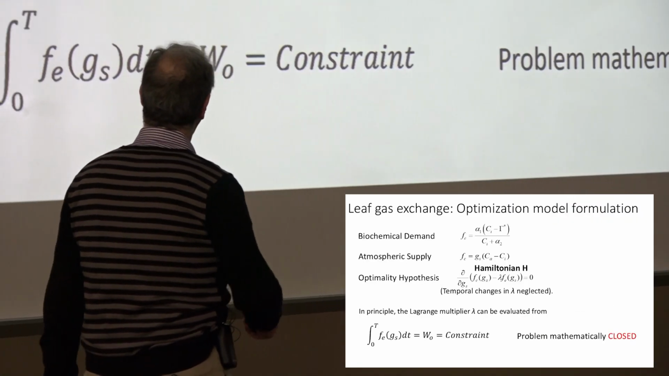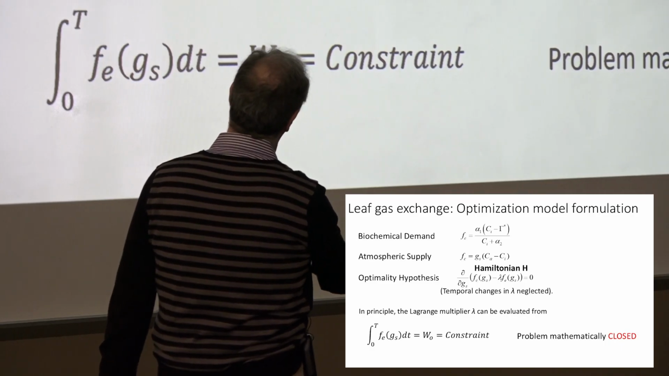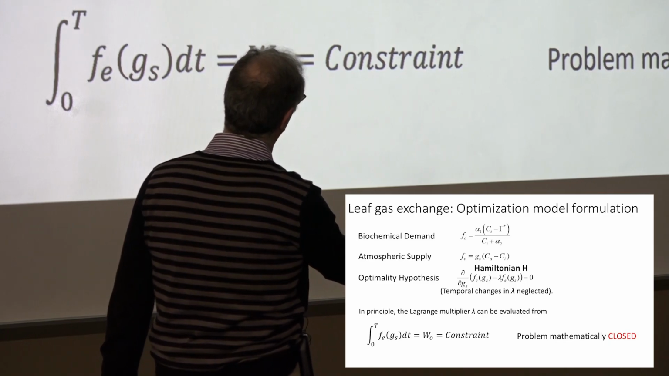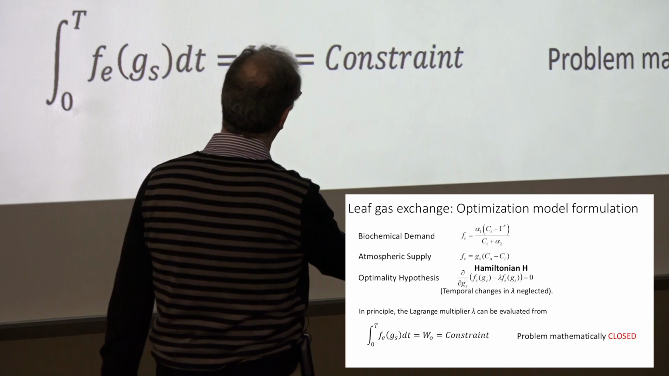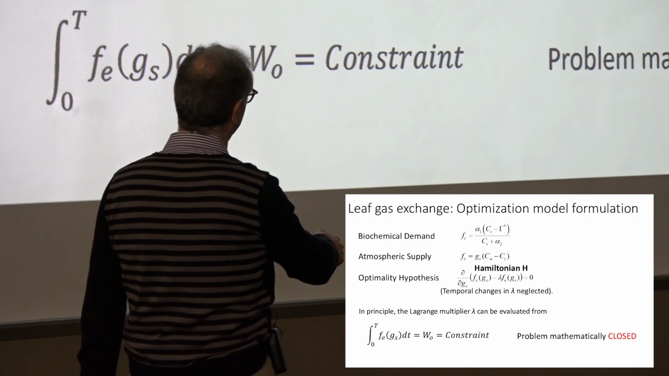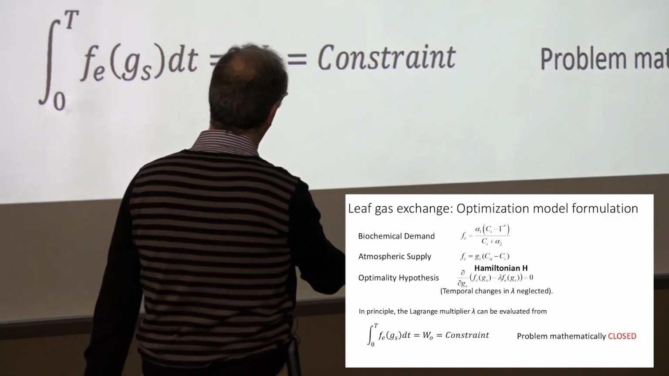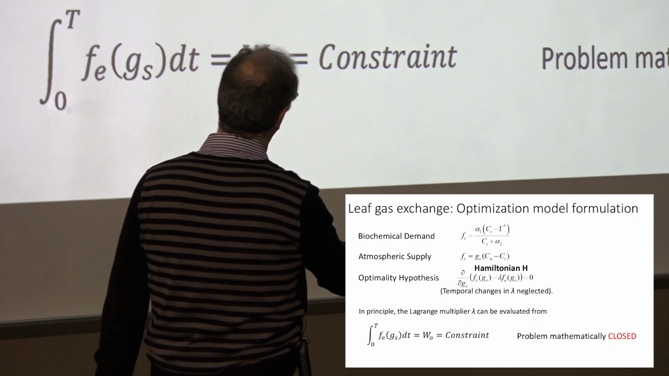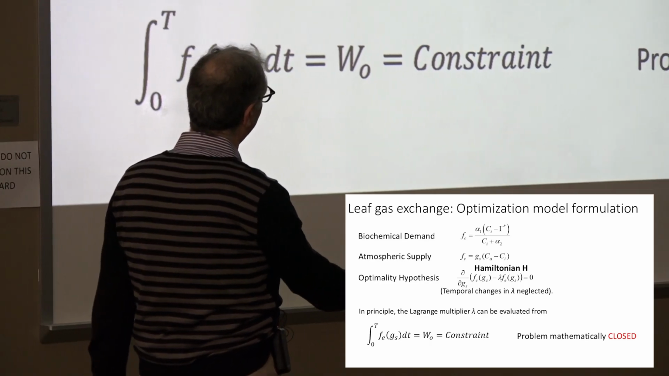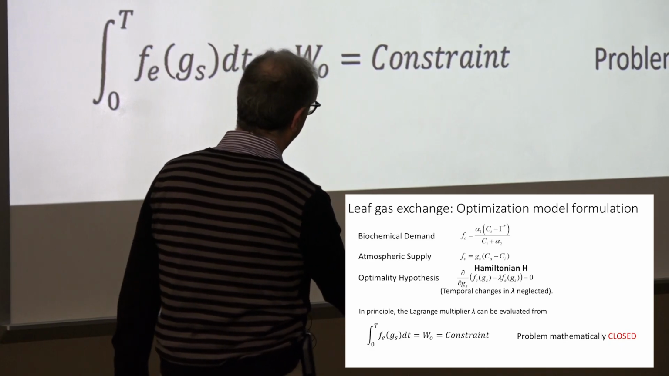So this is just a statement to say that now we have one equation with two unknowns. That was our biochemical demand. We added an atmospheric supply, so we closed the original problem that linked photosynthesis to internal CO2 concentration, at the expense of needing to describe the stomatal conductance. Then we imposed an optimality hypothesis that says you need to maximize the Hamiltonian with respect to the control variable GS. That gives us a third equation that now allows us to solve this system as three equations and three unknowns. And of course, for that, we need to quantify the Lagrange multiplier, which is often called the marginal water use efficiency.